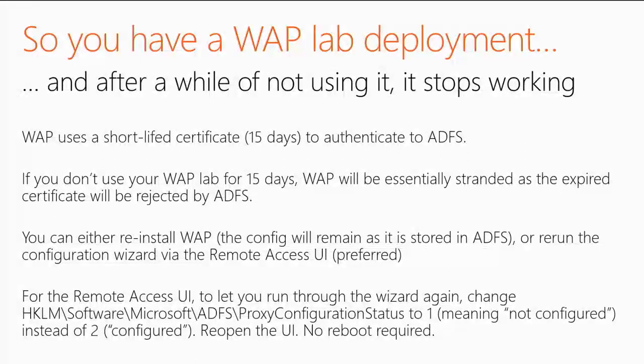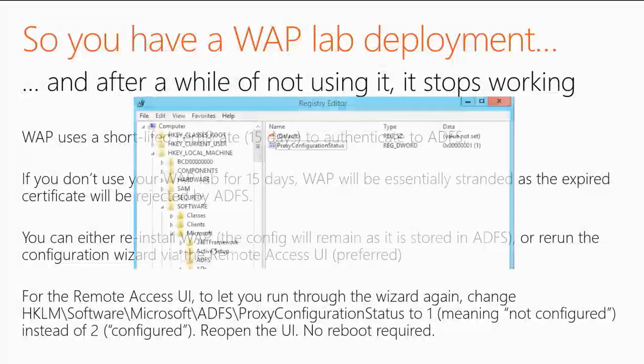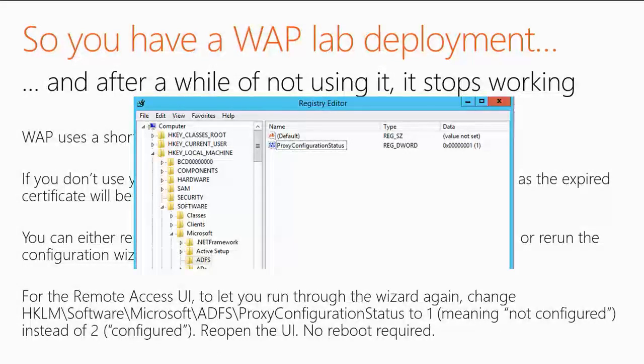And if we are not online for like 15 days, we're just not going to create a new one. We could easily create a new one, but we don't. So the workaround for your lab deployments is to go to the registry, just set the proxy configuration status to 1, run through the configuration steps of WAP again. It's like only going to click, click, click, done. And you should have a working WAP environment again.